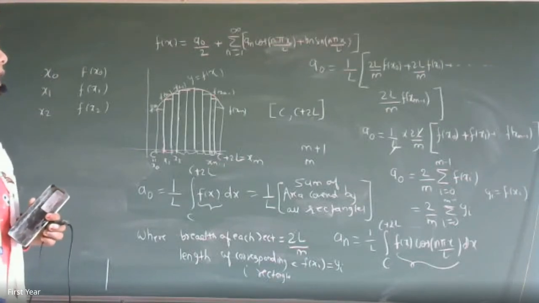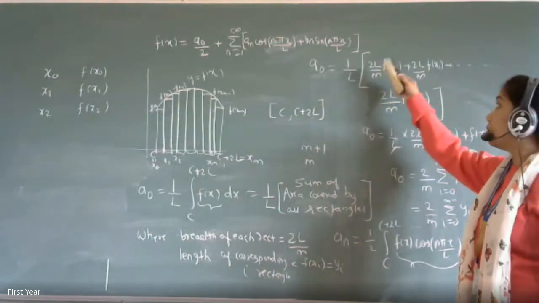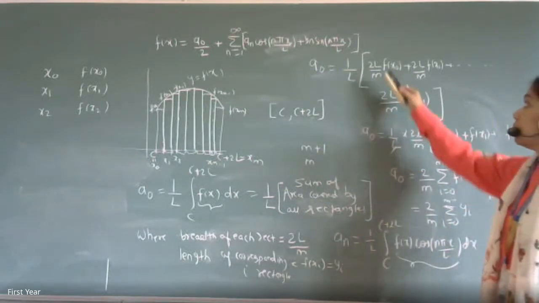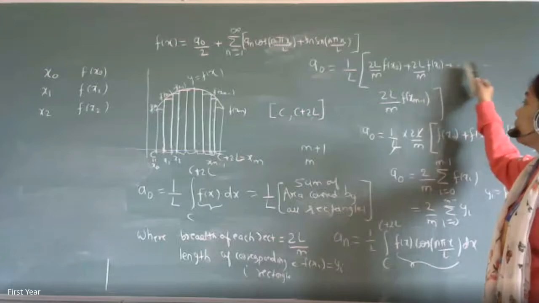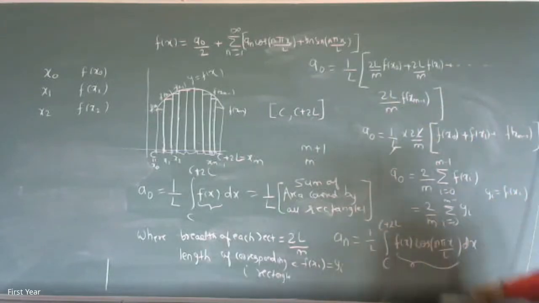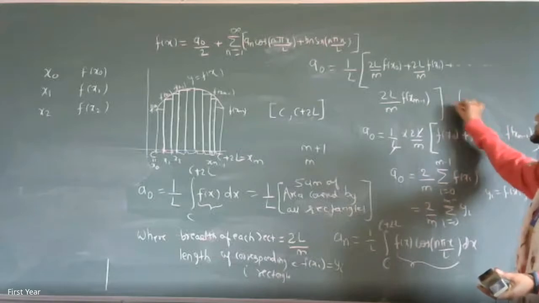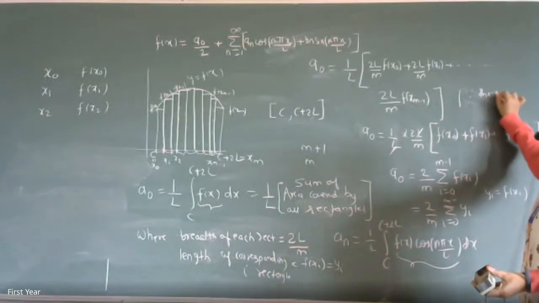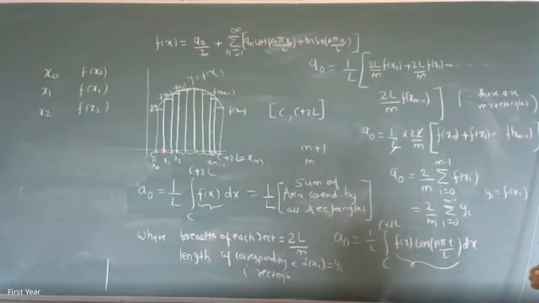Therefore, a naught is equal to 1 by l into the bracket 2l by m f of x0 plus 2l by m f of x1 plus dot dot dot plus 2l by m f of xm minus 1. Since there are m rectangles, a naught is equal to 1 by l into the bracket 2l by m f of x0 plus 2l by m f of x1 plus dot dot dot 2l by m f of xm minus 1.